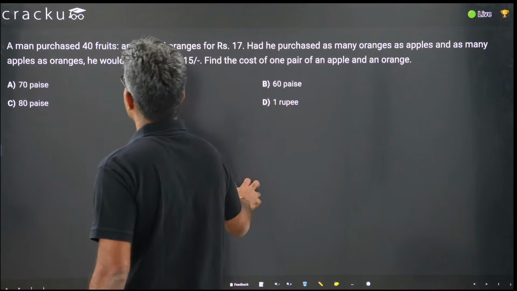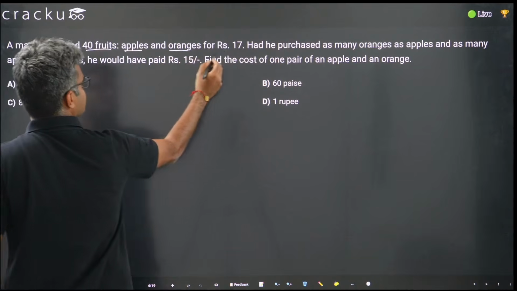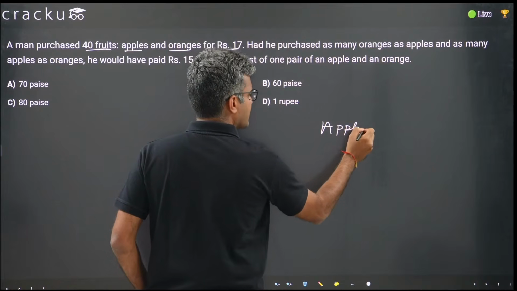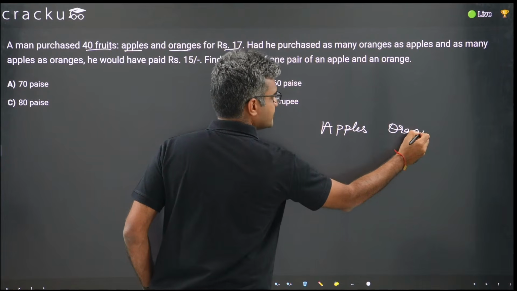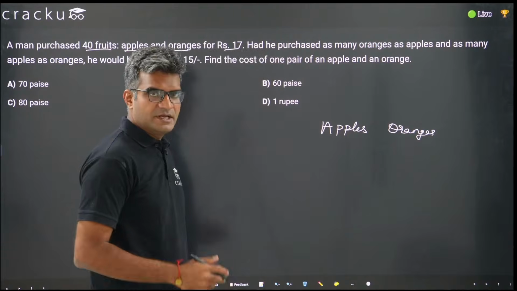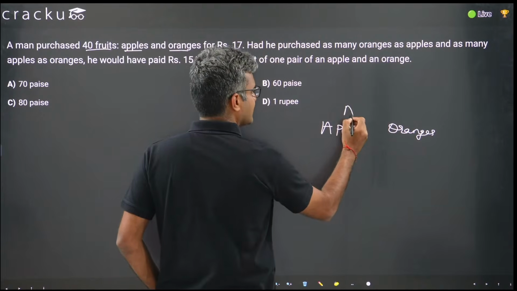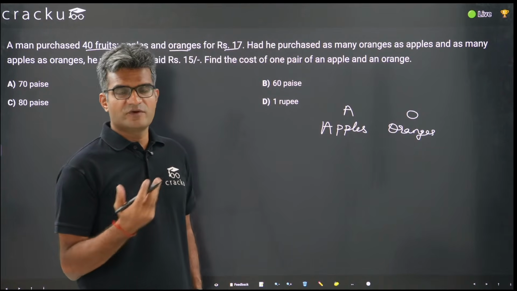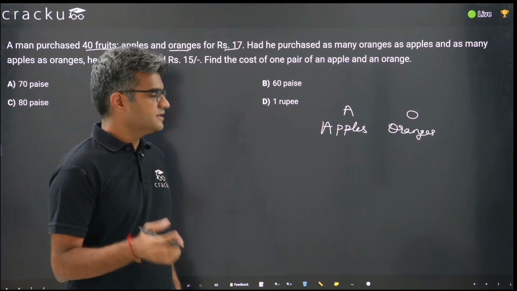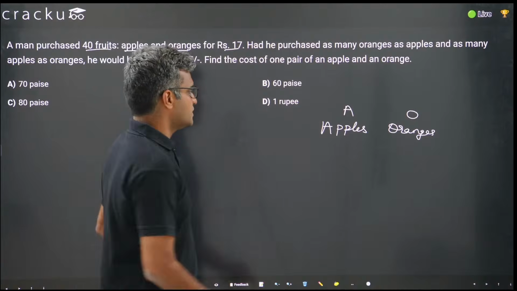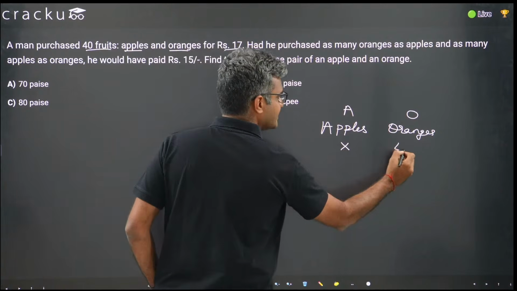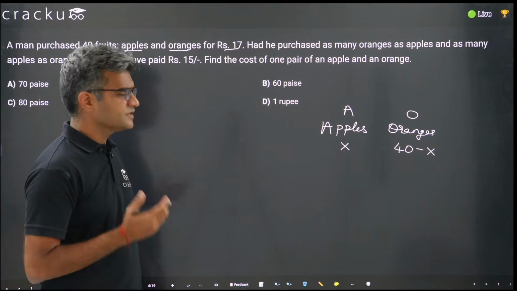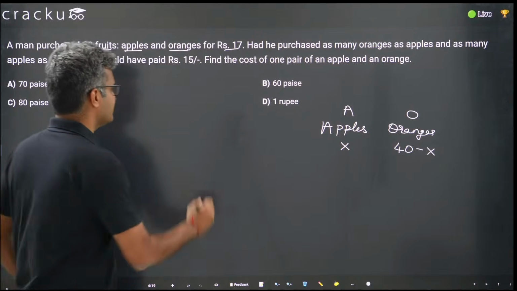Okay. A man purchased 40 fruits, apples and oranges, for rupees 17. So a man purchased some apples and he purchased some oranges. We don't know the cost price of an apple and an orange. Let us assume that the cost price of an apple is A and the cost price of an orange is O. We don't even know the number of apples he bought and the number of oranges he bought. What we do know is that the total fruits that he bought is 40. So let us assume that he bought X apples and 40 minus X oranges, because the total number of fruits that he bought is 40. What is the cost price of X apples? That will be A into X.